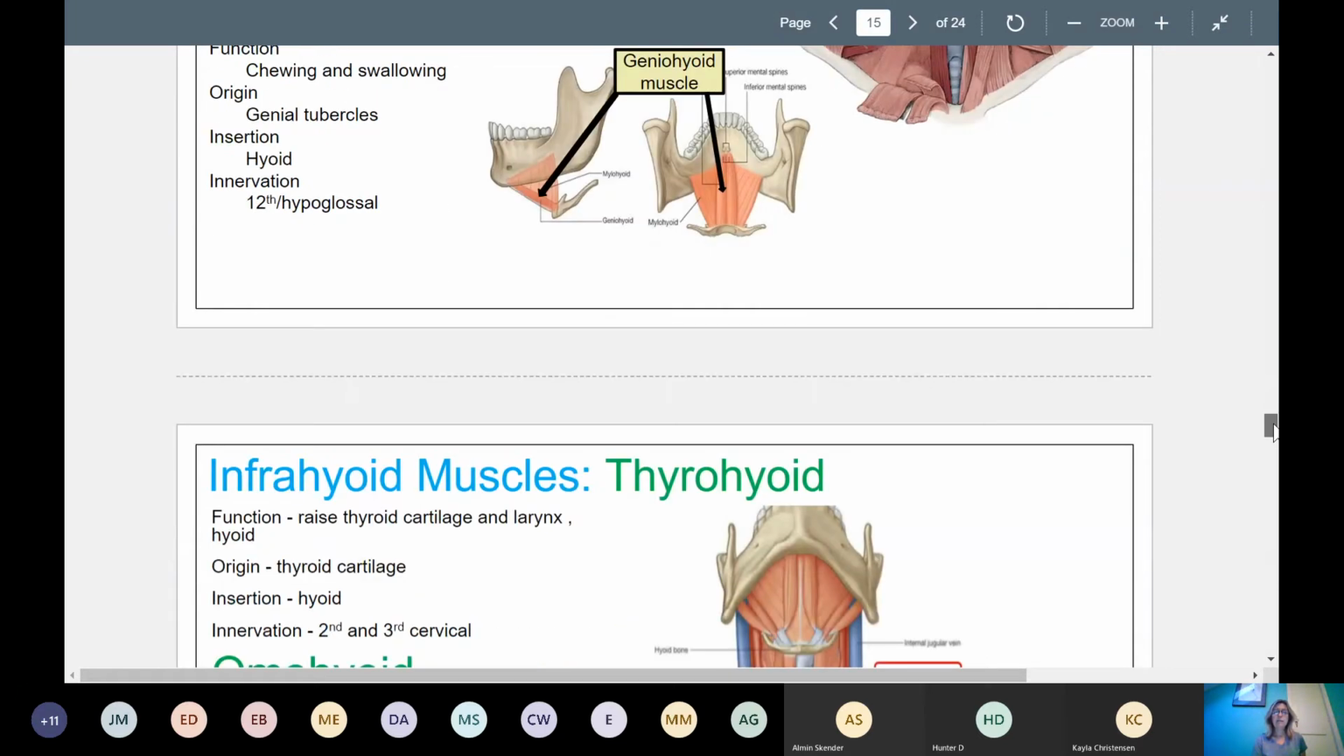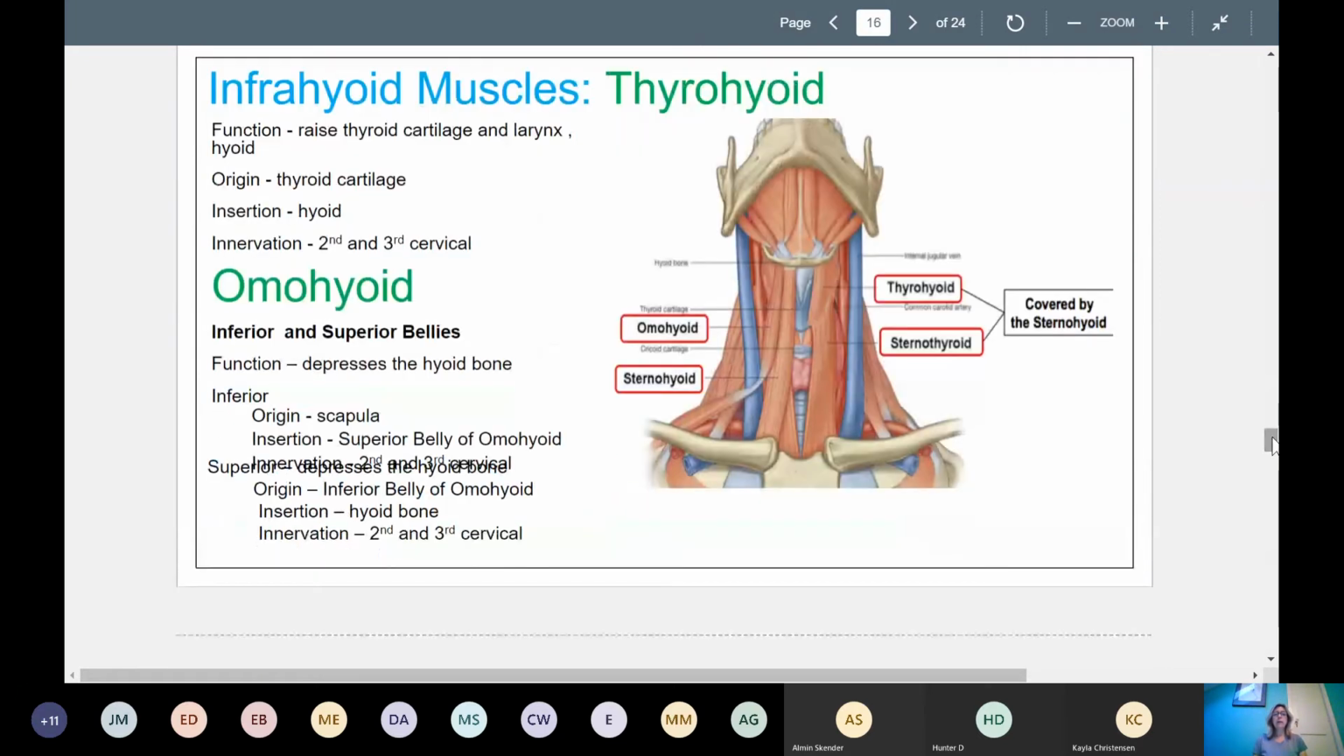Your infrahyoid muscles, you've got your thyrohyoid, which raises the thyroid cartilage and larynx. So this is where it helps with swallowing. Its origin is the thyroid cartilage, and its insertion, of course, the hyoid bone. And again, I'm not too worried about you memorizing all the nerves right now. Know the 7th and the 5th. We'll get to all the rest of them when we cover the nerves.